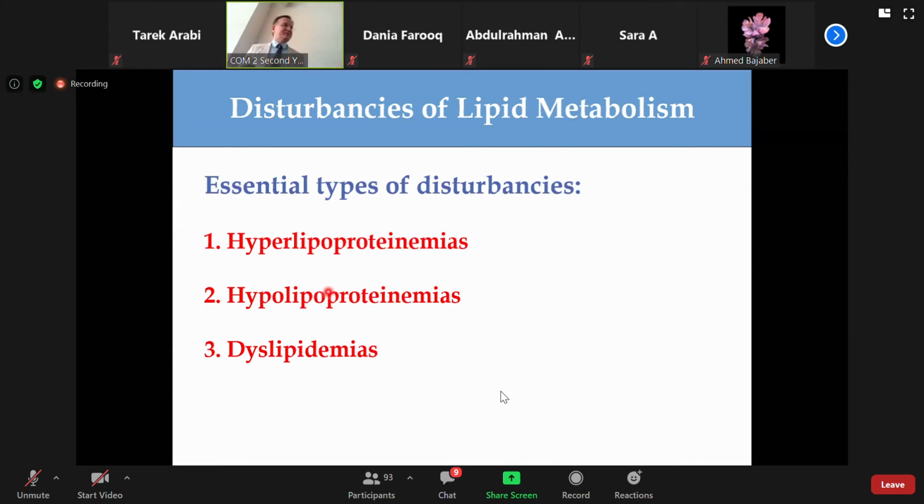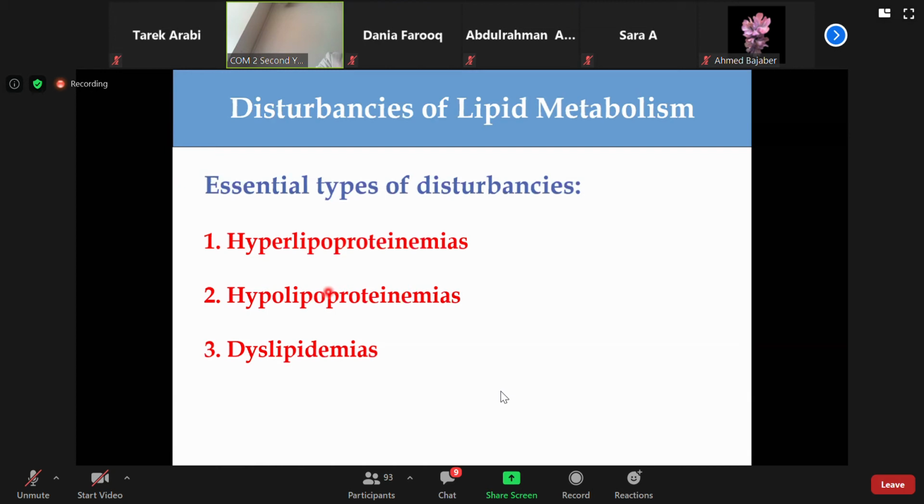What's the difference? When I say hyperlipoproteinemias, hypo, and then dyslipidemias, have you thought about the differences between hyper, hypo, and dys? What's the difference between dyslipidemias and hyperlipoproteinemias? Any idea? From hyper high, hypo low, but it's related to what? Lipoproteins. What about dyslipidemias?